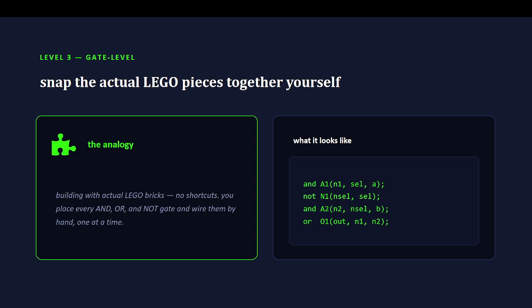This is the same 2-to-1 mux we just built with one line of behavior code and one line of data flow code, except now it takes four lines because you are doing the gate by gate wiring yourself instead of trusting a tool to do it. More control, more lines, way closer to the metal.